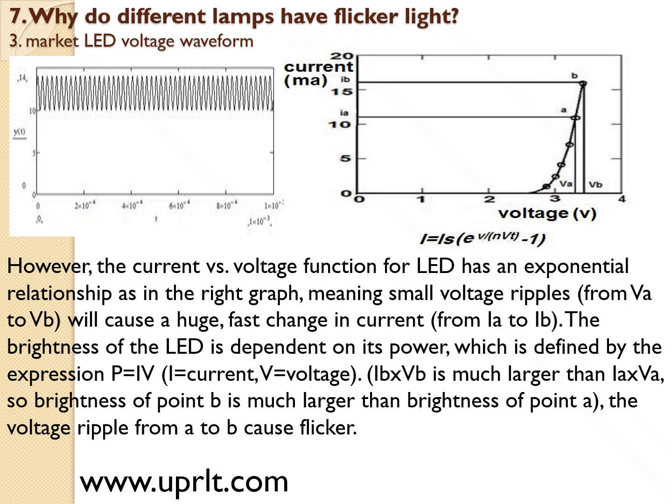The brightness of the LED is dependent on its power, which is defined by the expression P equals I times V. I is current, V is voltage. The square area IB times VB is much larger than the square area IA times VA. So the brightness at point B is much larger than the brightness at point A. The voltage ripple from point A to point B causes flicker.